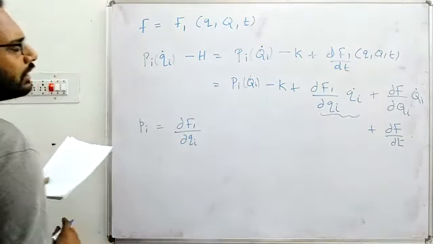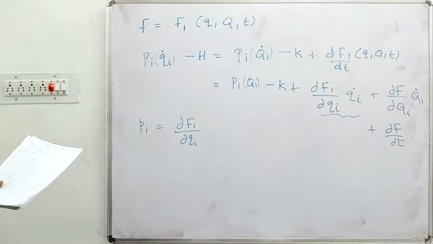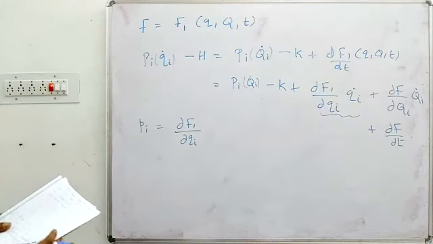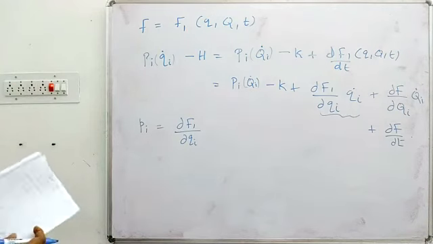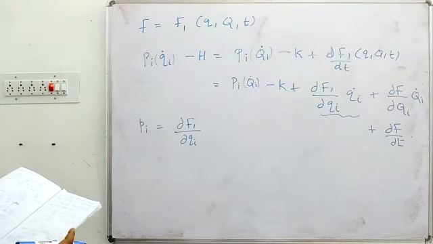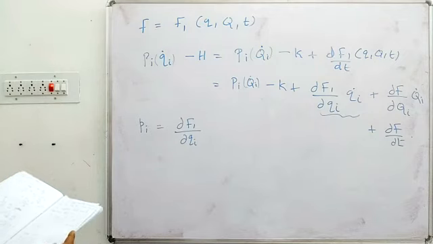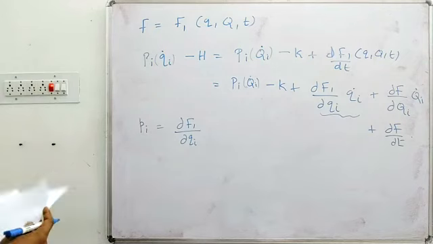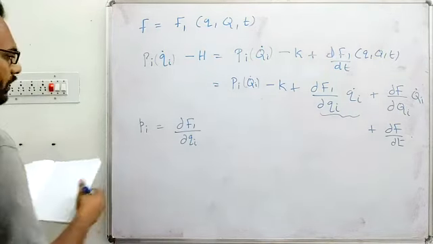Oh, wait. That's correct. dou F by dou t on the left hand side. That's correct, right? Yes, that's correct. Pi is equal to dou F1 by dou qi.